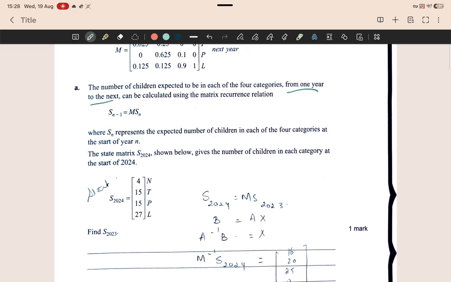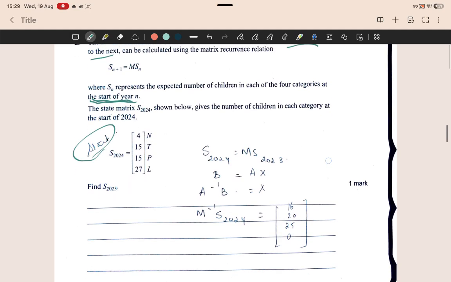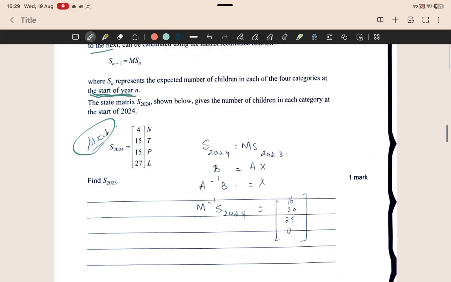Now, Sn represents the expected children at the start of year n. Very important to have a look and read carefully as to whether it's a start or the end. The state matrix 2024 shown below gives the number of children at the start of 2024. Now they go backwards and ask you to find 2023.